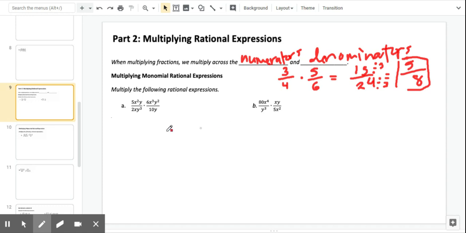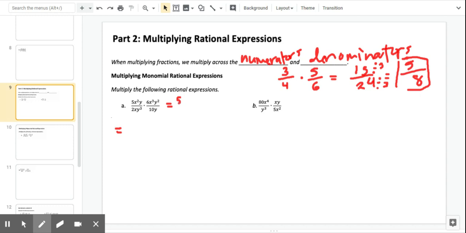All right, so let's look at these examples. These are monomial rational expressions, so they're not polynomials. They just have one term each. When we do this, the first thing we're going to do is multiply right across the numerators, so this times this. Why don't I start up here?